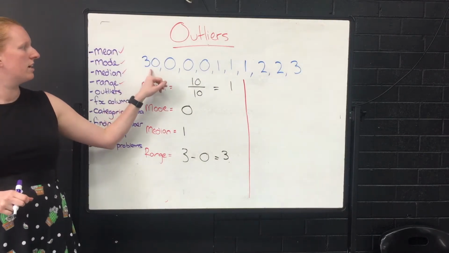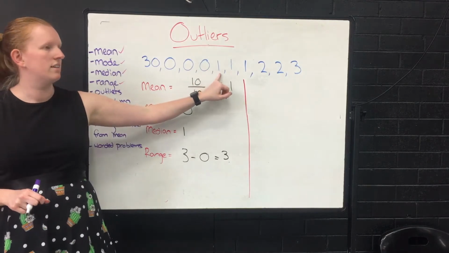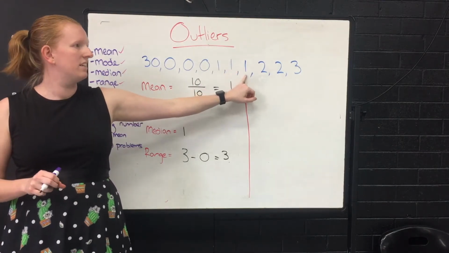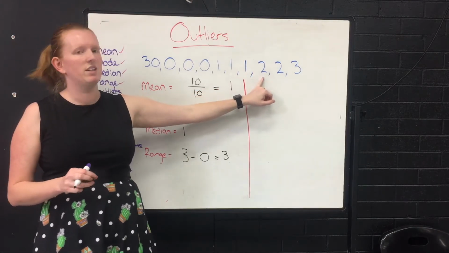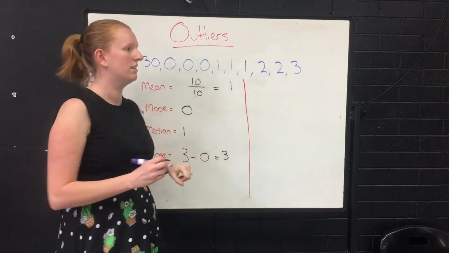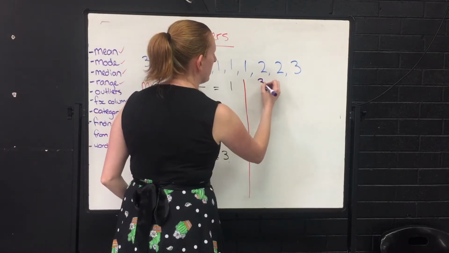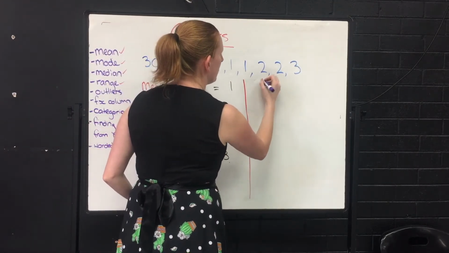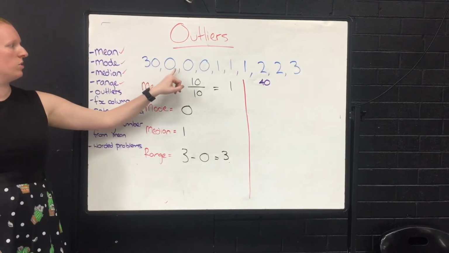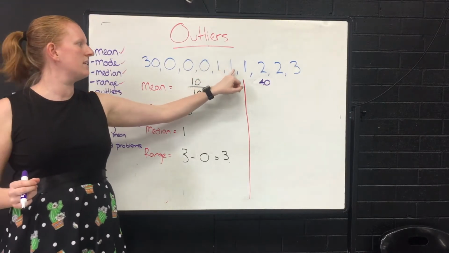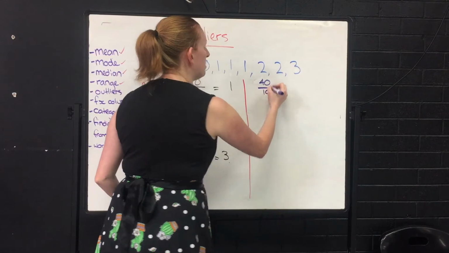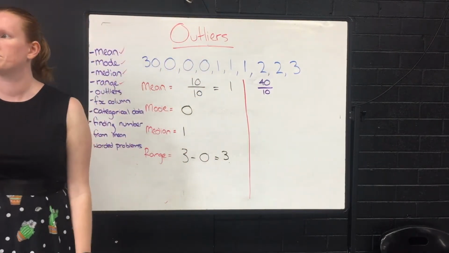So 30 plus 1 gives me 31. Plus 1? 32. Plus 1? 33. Plus 2? 35. Plus 2? 37. Plus 3. Okay, so now my scores add up to 40. And how many scores are there? 1, 2, 3, 4, 5, 6, 7, 8, 9, 10. So how many 10s go into 40? 4.